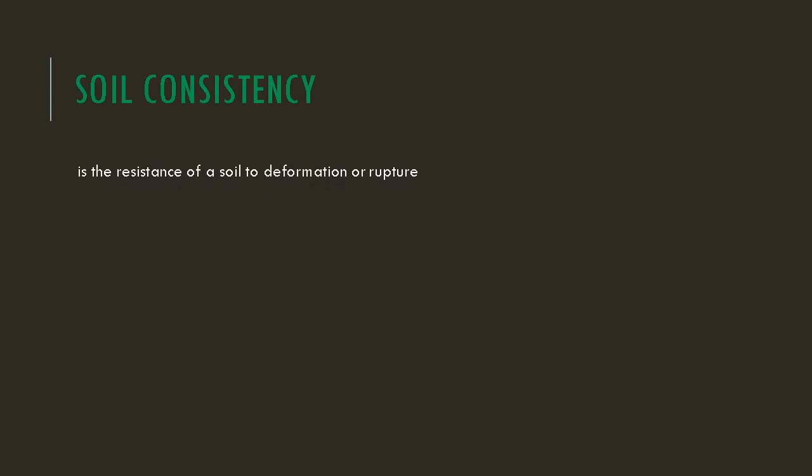We want to talk about consistency. What is consistency? Now, soil consistency is the resistance of a soil to deformation or rupture, and is determined by the cohesive and adhesive properties of the soil mass. And knowledge of this consistency is very important, especially in tillage operations, in traffic, and in pond construction. Consistency gives an indication of the soil texture.